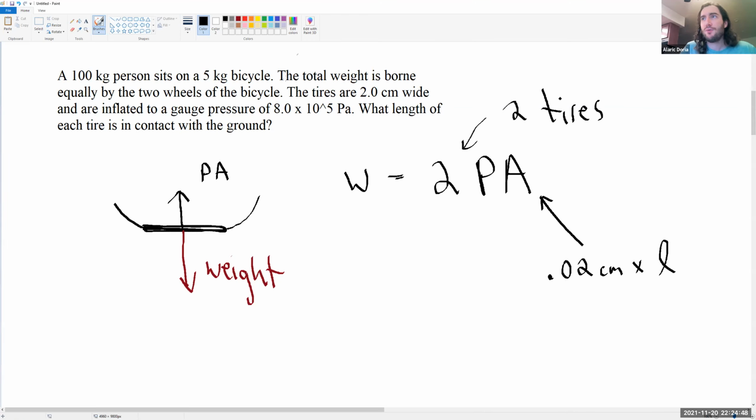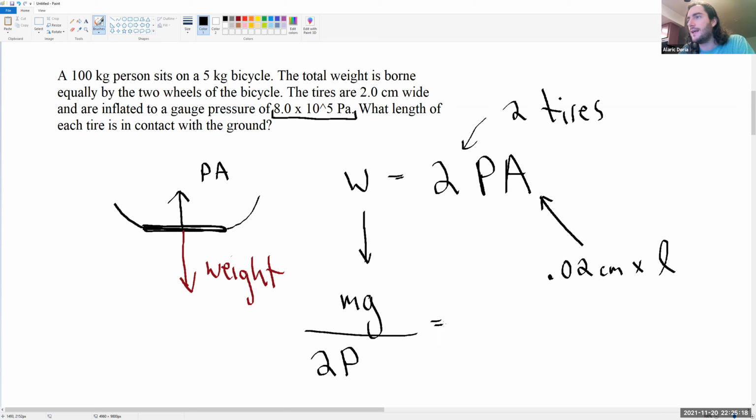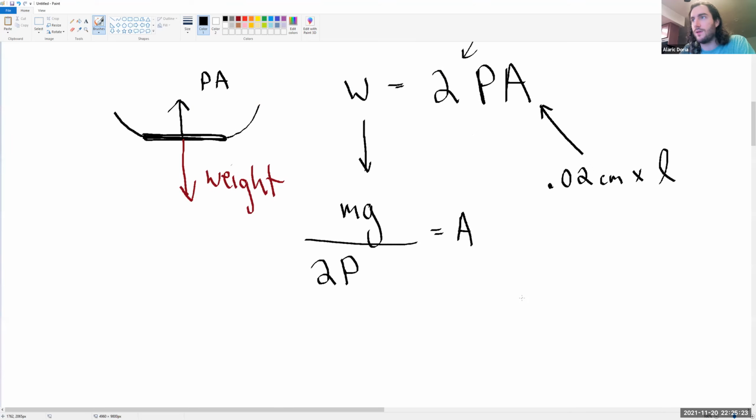The gauge pressure is the only pressure that we care about in this problem. Because, of course, we have atmospheric pressure on the outside of the tire and atmospheric pressure on the inside of the tire. So that really just cancels each other out. So in order to solve for the length here, we can first analytically solve. So the weight is going to be mg. We're going to have to divide that by 2 times the pressure to get the area of the tire that makes contact with the ground.